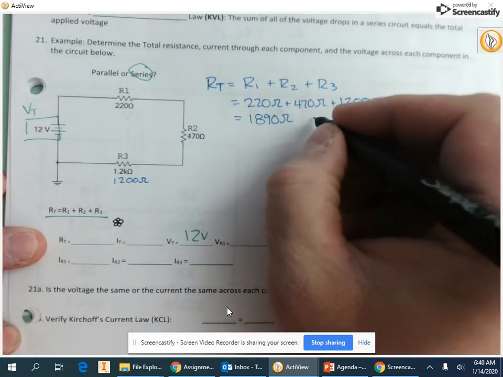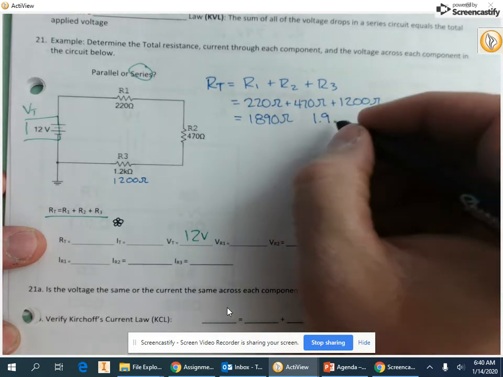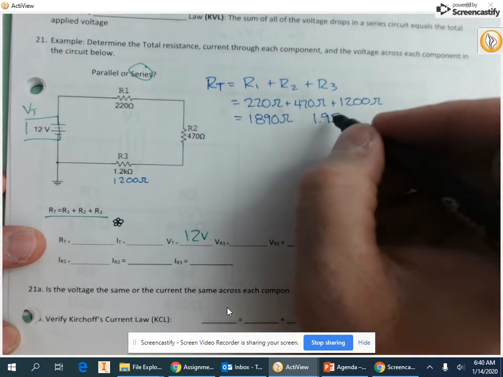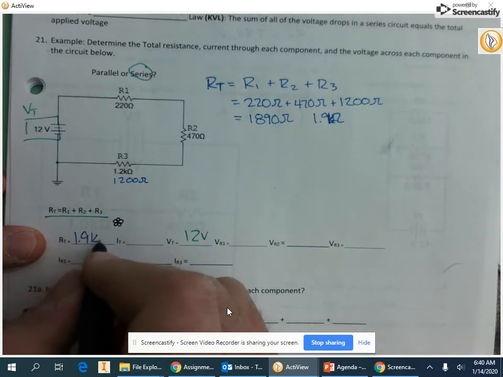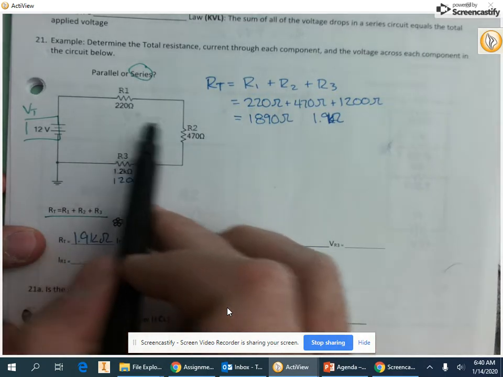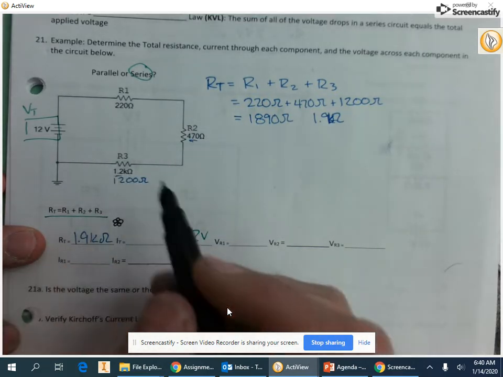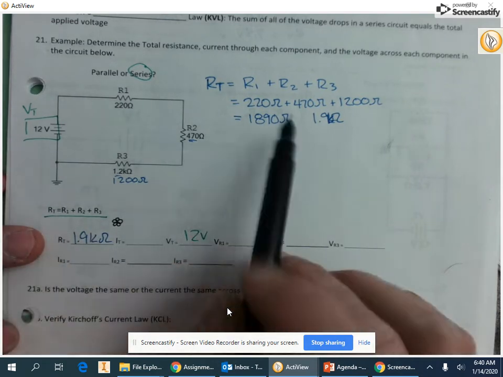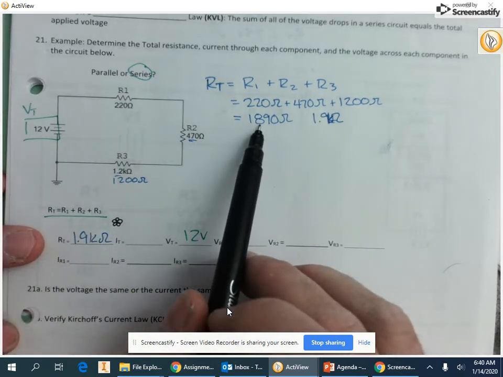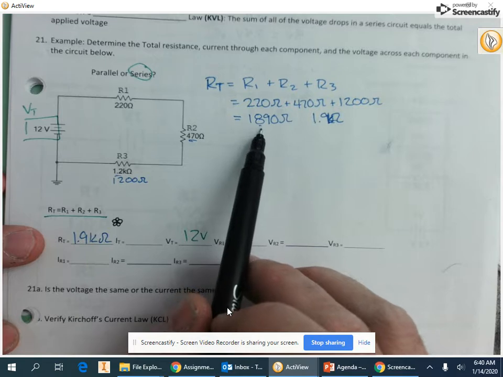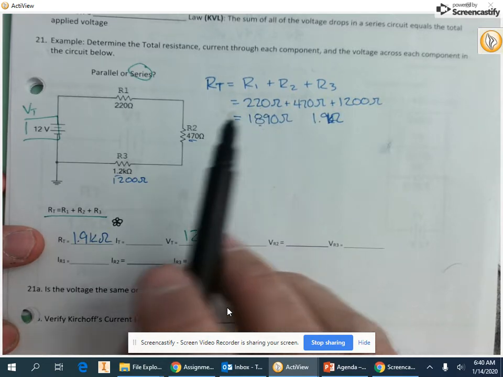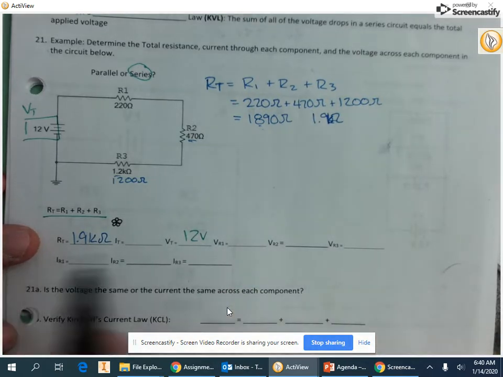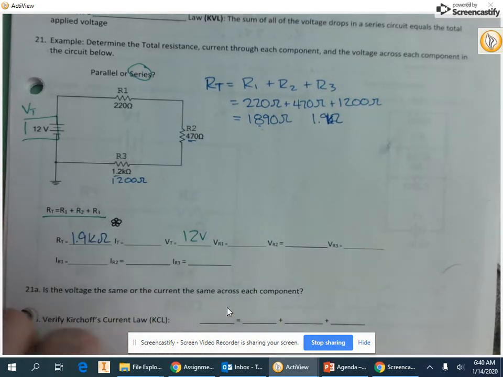But we're going to put that in significant digits, which is 1.9 kilo ohms. There are only two sig figs, so this should only have two. We take the 8 and go to the one next to it, which is 9, and that means we round up the 8 to a 9. So 1.9 kilo ohms. And finally, we can solve for the total current.